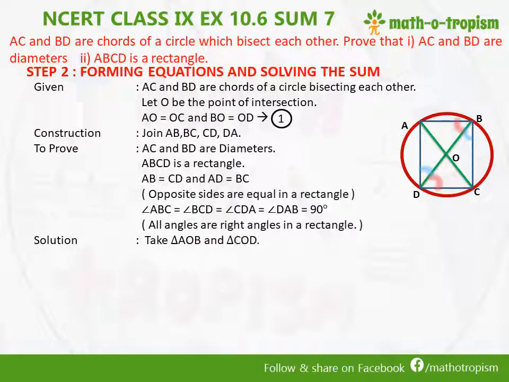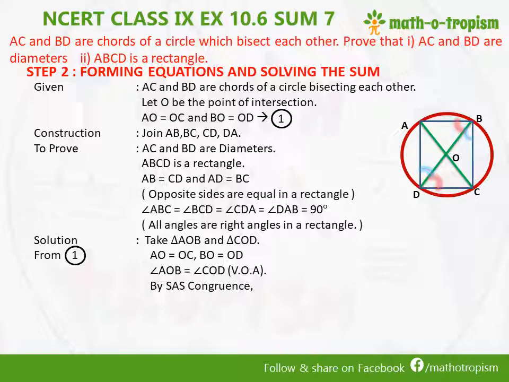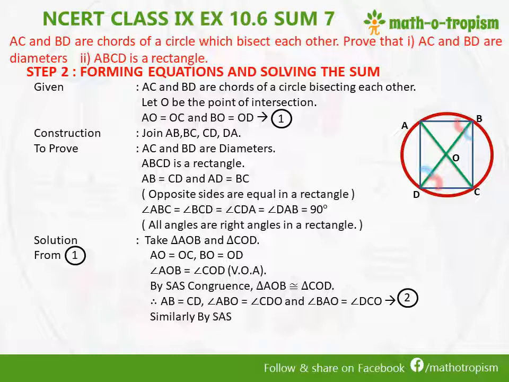We will start with the triangles AOB and COD. So from the equation 1, we have AO equal to OC and OB equal to OD, and we know that angle AOB and angle COD are vertically opposite angles, so they must be equal. So by SAS congruence, triangle AOB will be congruent to triangle COD. So therefore AB will be equal to CD, angle ABO will be equal to angle CDO, and angle BAO will be equal to angle DCO. We will keep this as equation 2.